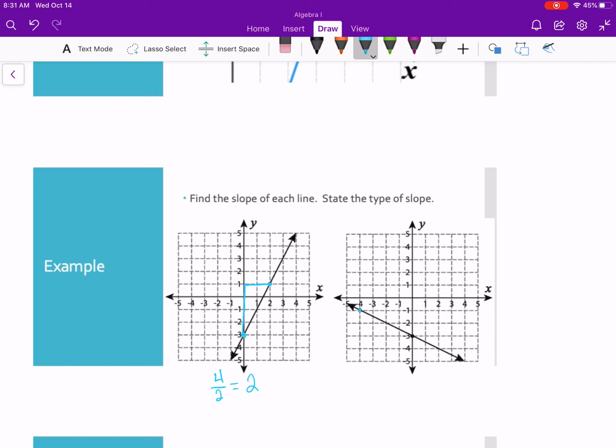All right, let's look at this one. Let's count. So we're going to go down 1, 2. And since we're going down, it's going to be negative 2. And then we go 1, 2, 3, 4 to the right. And this reduces to negative 1/2. So when you're counting, up is positive, down is negative. Right is positive, and left is negative.